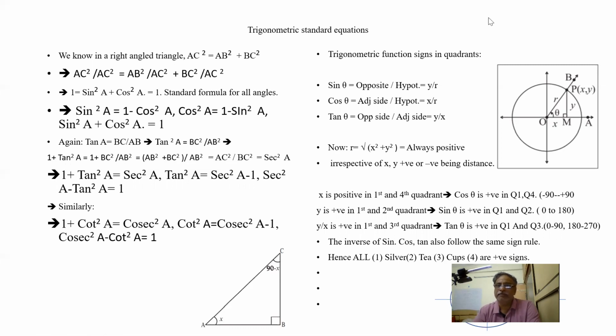Tan A is opposite by adjacent side, so BC by AB. So when I'm squaring tan square A and adding 1, it becomes AC square by BC square. That is secant square.